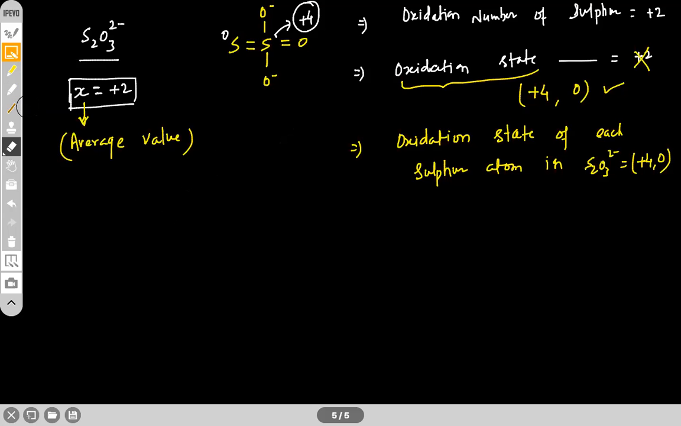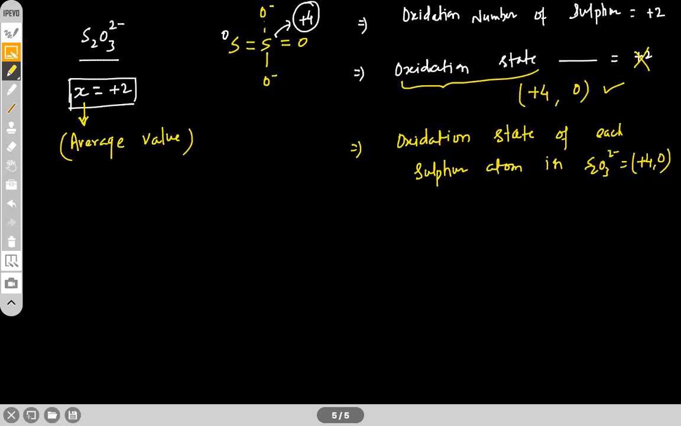Sulfur bonded with sulfur, we do not have any electronegativity difference. This +4 is because of these bonds: 1, 3, 4. Because of these 4 bonds. This double bond won't contribute anything to this sulfur or this sulfur. Hence, it is 0 on both. So the oxidation number here is +4 for the central sulfur atom, and for the other one it is 0.